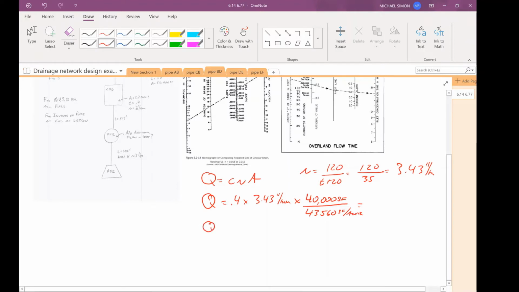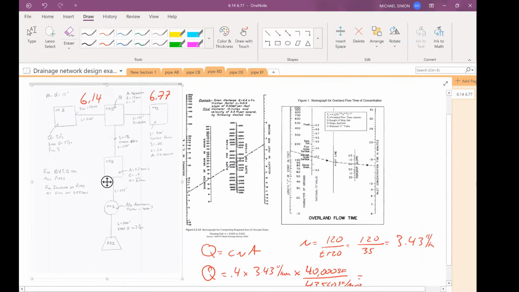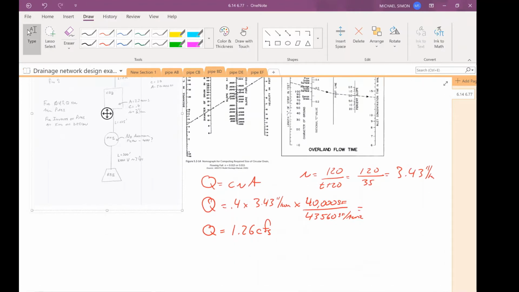Q is equal to 1.26 CFS. Let me just check that because that sounds kind of small, but it's possible. All right, 40,000 divided by 43,560 times 0.4 times 3.43. Yep, 1.26 CFS. Okay.